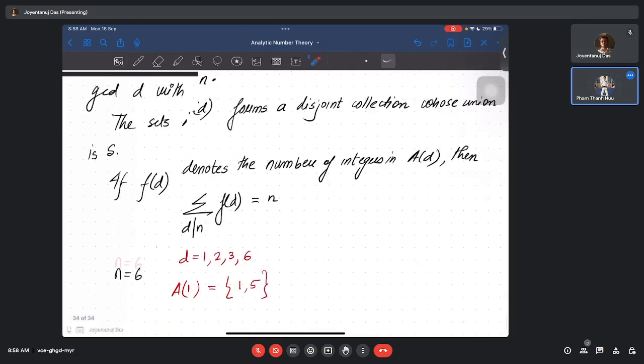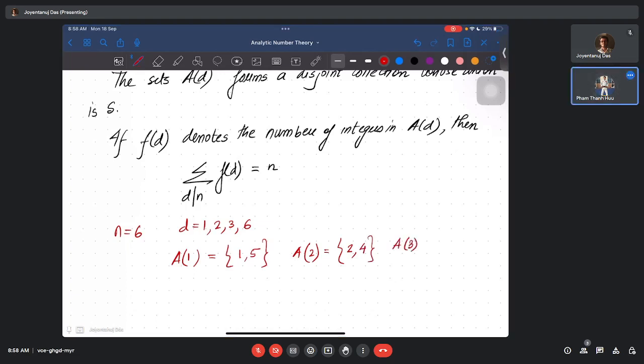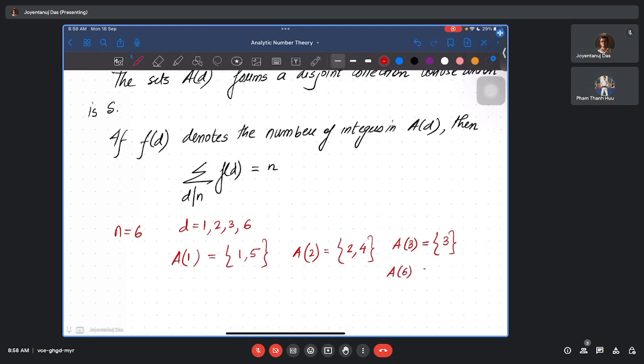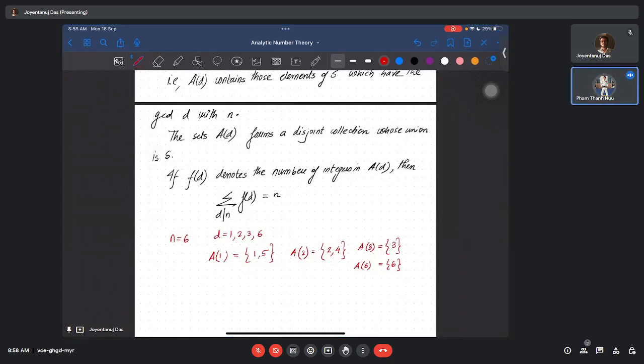Similarly, if I calculate A(2), then 2 is there and 4 is there. If I take A(3), only 3 is there. And for A(6), only 6 is there. So these form a disjoint collection of all the elements from 1 to 6: 1, 2, 3, 4, 5, 6.